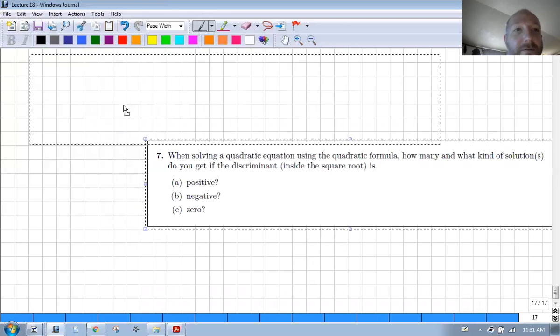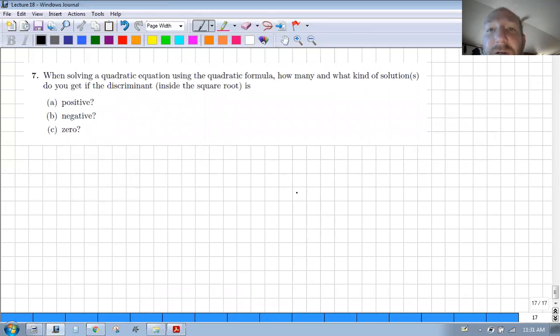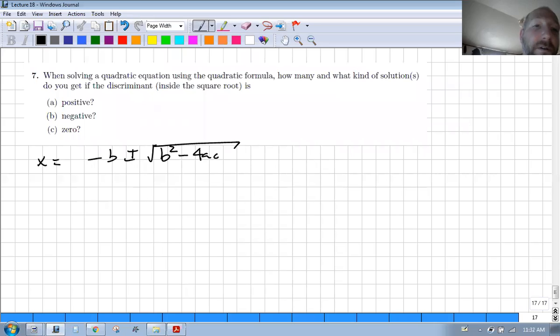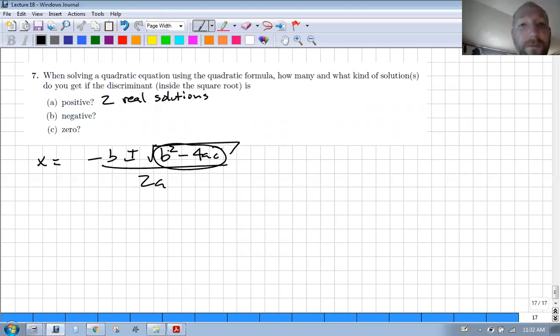Number 7: when solving a quadratic equation using the quadratic formula, how many and what kinds of solutions do you get if the discriminant is positive, negative, or 0? Negative b plus or minus the square root of b squared minus 4ac all over 2a. This is our discriminant. So if that thing is positive, we're going to get plus or minus a real number. So we're going to get 2 real solutions.